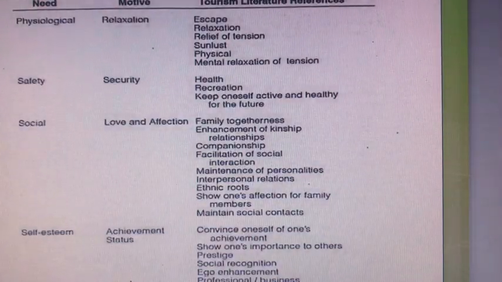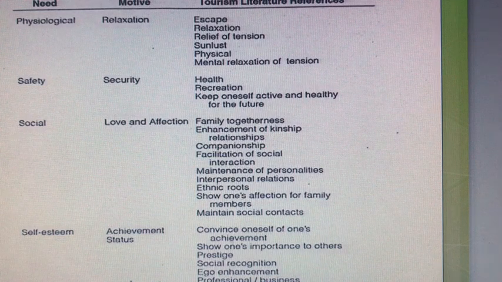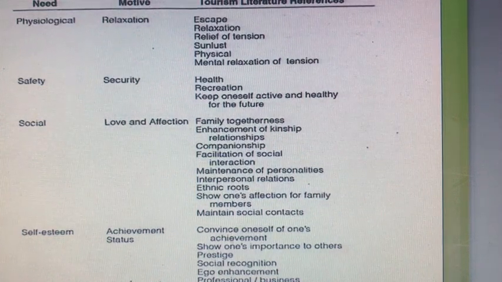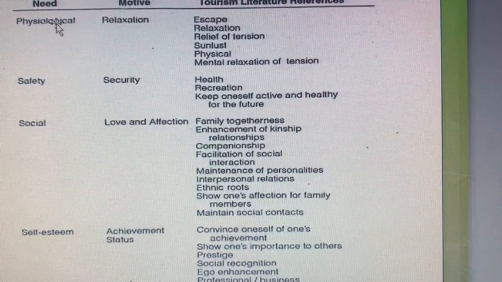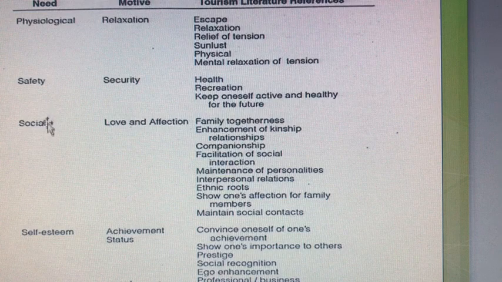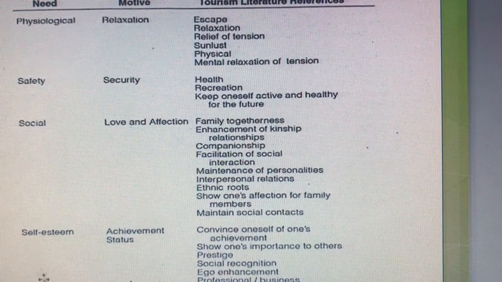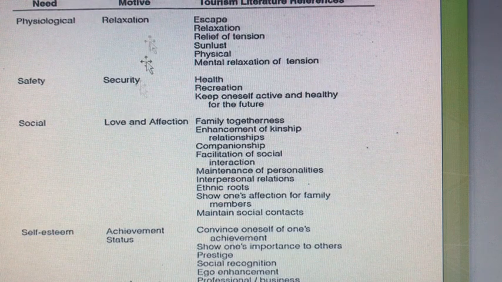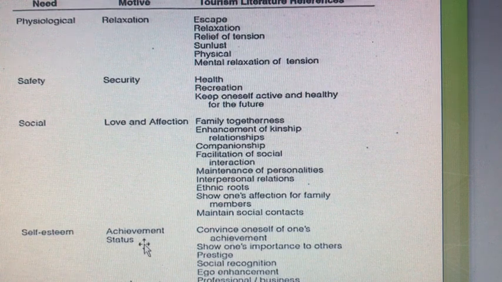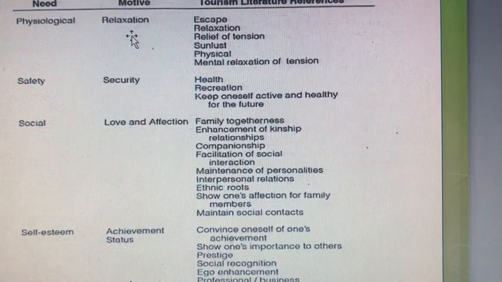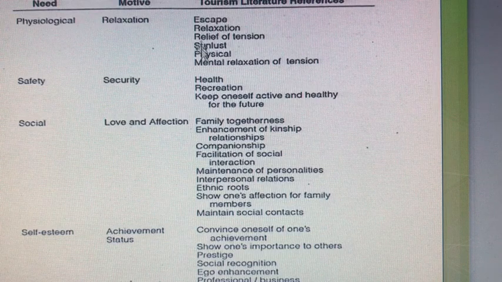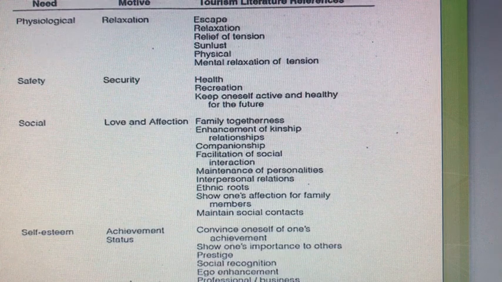So another, we have Maslow's needs and motivations listed in travel literature. Okay, as you can see on this side, dito sa ito, under sa need, ito yung needs natin: physiological, safety, social, self-esteem, self-actualization. Then these are the motives, yung mga things that we need. Okay, so with physiological, like for example, we need relaxation. What are we going to do? Okay, ito yung mga activities na pwede natin gawin for us to be able to achieve, okay, our need.